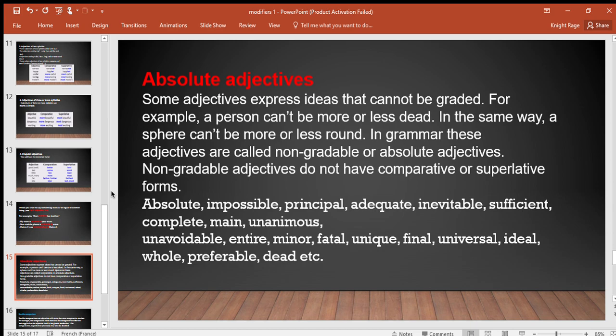Non-gradable adjectives do not have comparative or superlative forms. I don't say deader or more dead than the other person. Okay? For example, some examples of these absolute adjectives: absolute, impossible, principal, unanimous, mean, entire, dead, okay, correct. Okay, I can't say the sentence is more correct than the other one. It's whether correct or wrong.